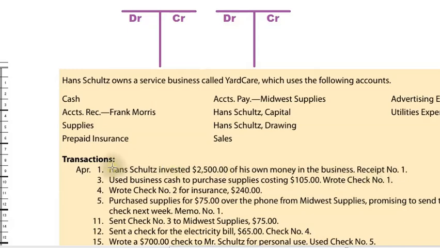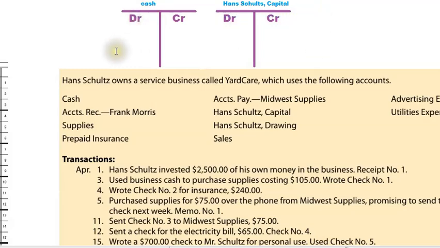Alright, so after reading this transaction, we can tell that one account involved in this transaction is cash. Alright, cash. I type cash here. And the other account that's involved is definitely the owner's equity, but the account title is Hans Schultz Capital. Alright, capital. Right, so I type the two accounts involved in my T account so I can analyze them.